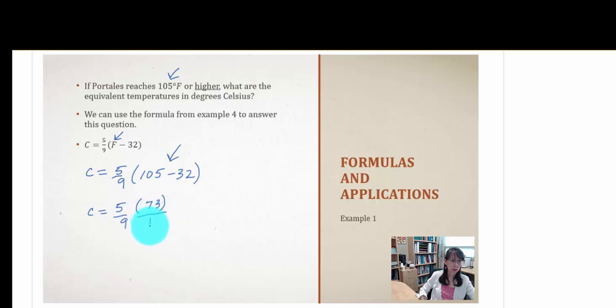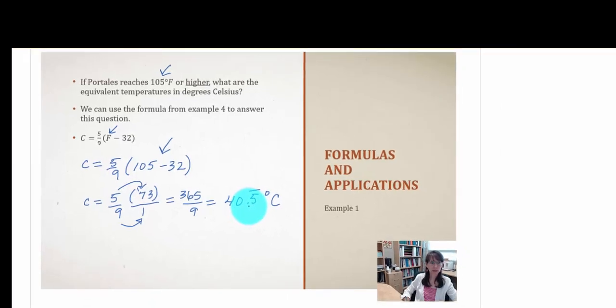So if it helps you, you could write that as 73 over 1. So the Celsius temperature is 5 times 73 divided by 9 times 1. So 5 times 73 is 365, divided by 9. And we're going to have a repeating decimal here. So we know that 105 degrees Fahrenheit is about 40.5 degrees Celsius.